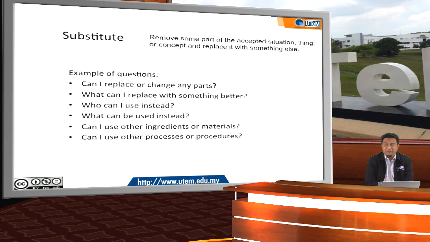Number 1, S in SCAMPER is substitute. Substitute means to remove some part of the accepted situation, thing, or concept and replace it with something else.